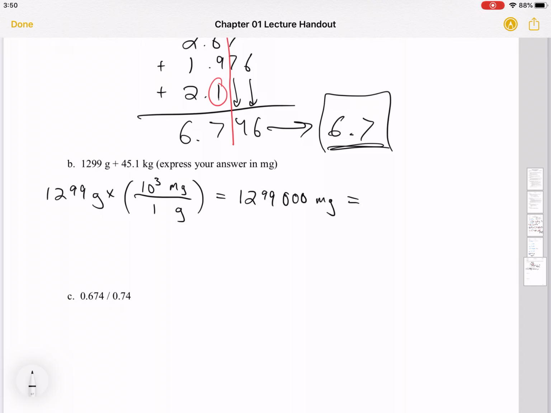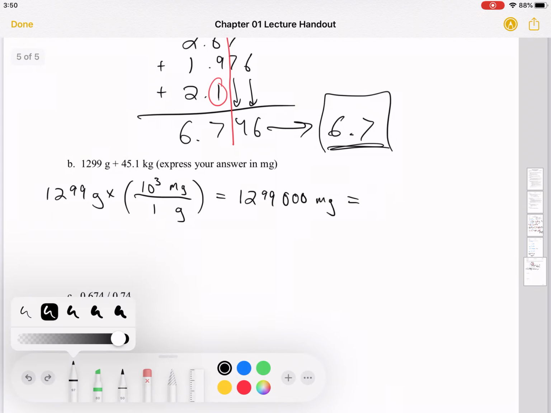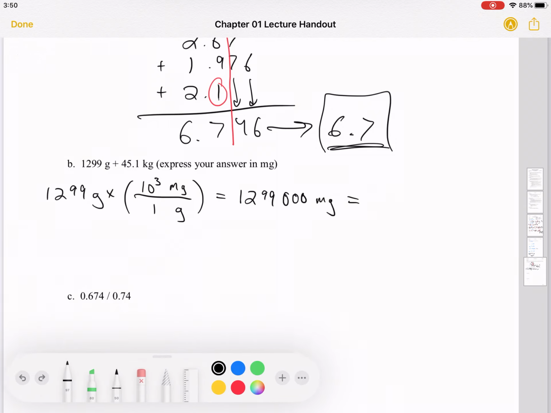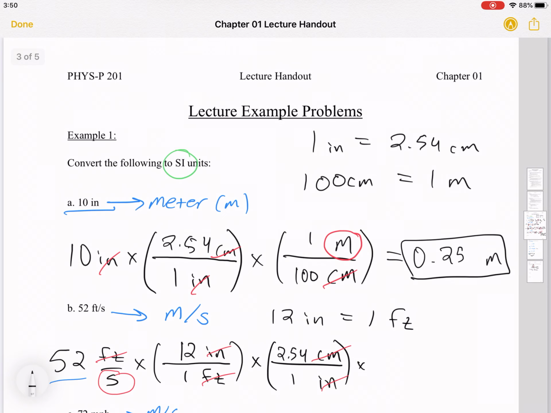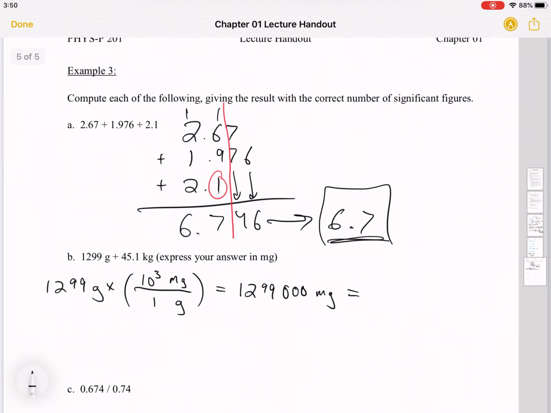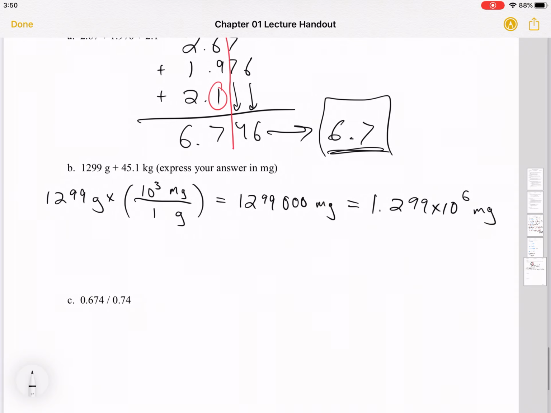Or I could write this, because that's obnoxious. I could write this as 1 point, oops, I said 1 and I wrote a 2. Let's do this. I could say 1.299 times 10 to the 6 milligrams. Not sure why we're expressing this in milligrams, but that is okay. We do what we are asked.